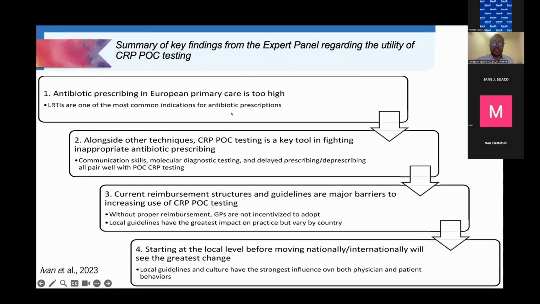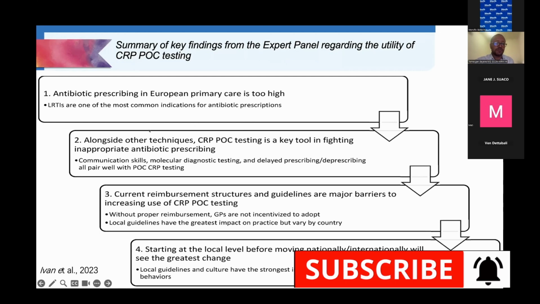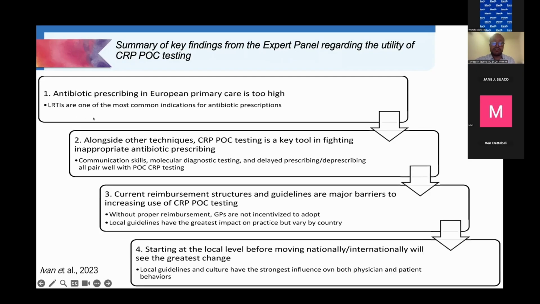Antibiotic prescriptions in general in the primary care settings in Europe were high. So that was the consensus from the team. And lower respiratory tract infections were taken for special consideration because that's where this overuse is quite rampant. Alongside other techniques, they tried to incorporate the POC, the CRP point of care testing, as a key tool to fight this inappropriate utilization. They tried to enhance the communication skills, diagnostic testing, and delaying prescribing or de-prescribing just by looking at the test results from the CRP, and considerations for the current reimbursement structures and all those kinds of things.